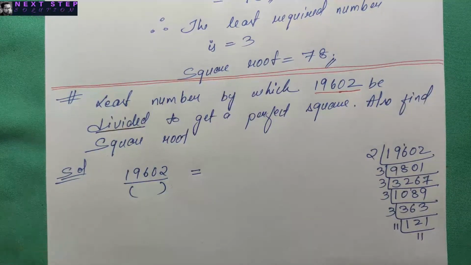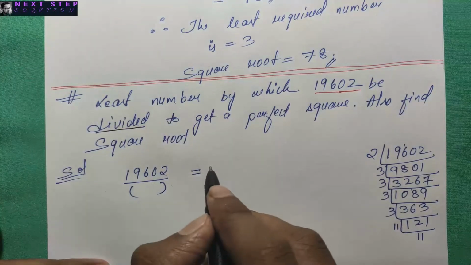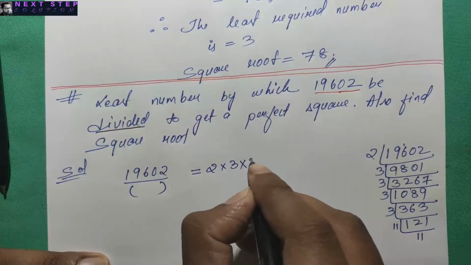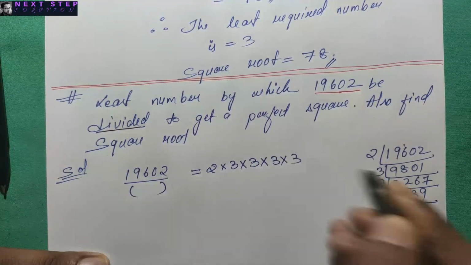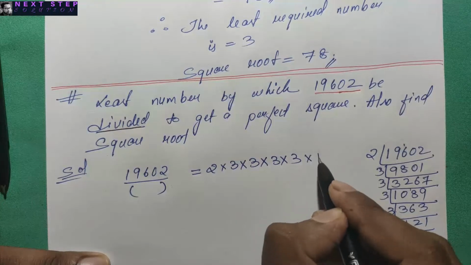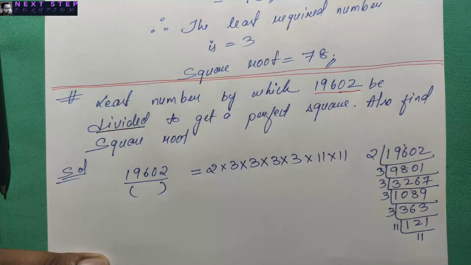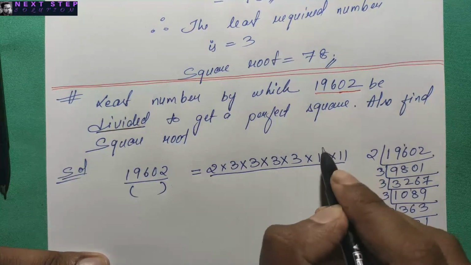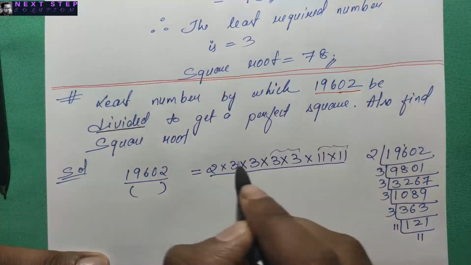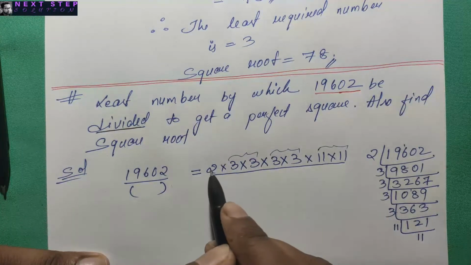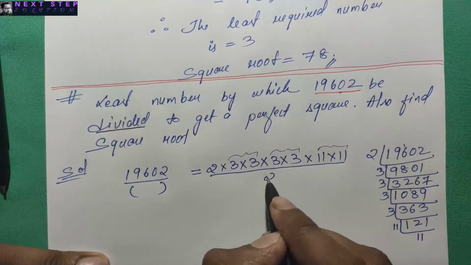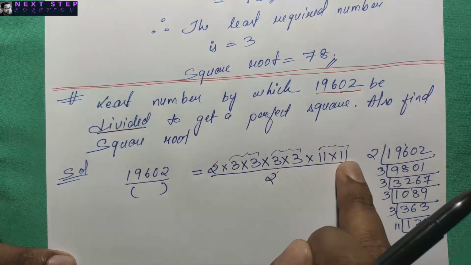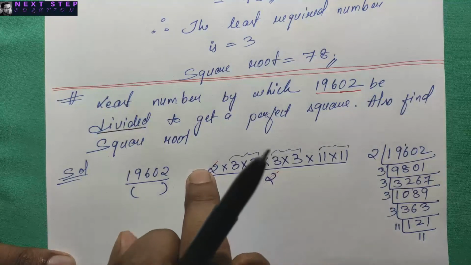11 11s are 121. So this number, if we factorize, we get 2 into 3 into 3 into 3 into 3. How many 3s? 1, 2, 3, 4. And then 11 into 11. Now this number should be divided with some number to make a perfect square. Now if we pair up, these 2 are a pair, these 3 3 are a pair, these 3 3 are a pair. We see that 2 has no pair. If we divide by 2, we can easily cancel this 2 with this 2 and we have pairs. That means we have a perfect square.